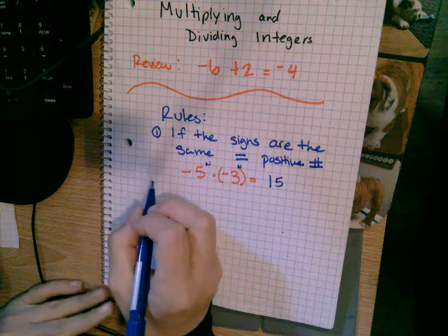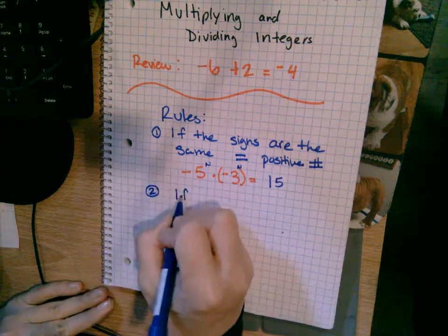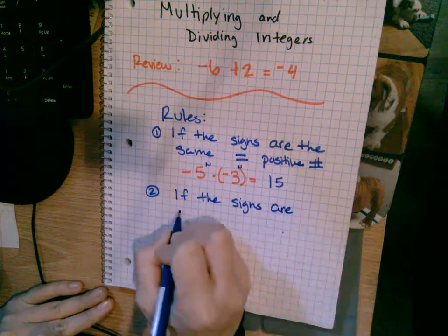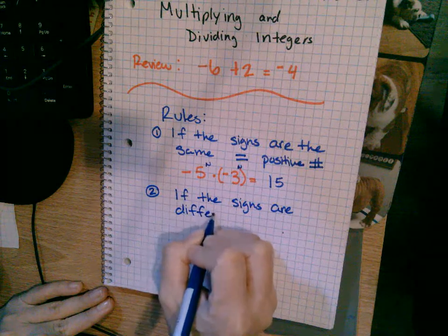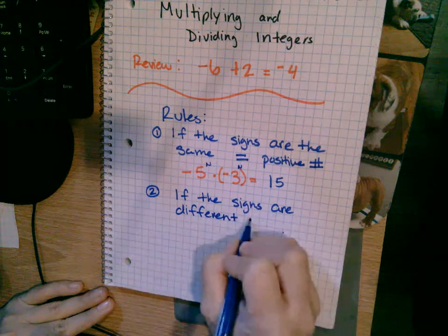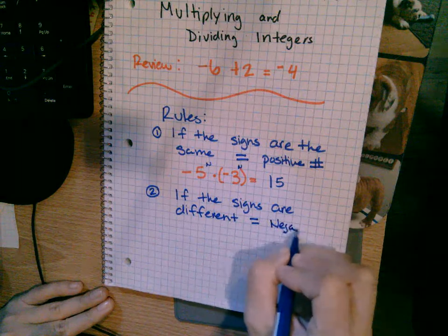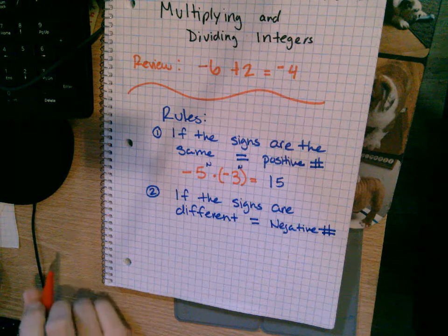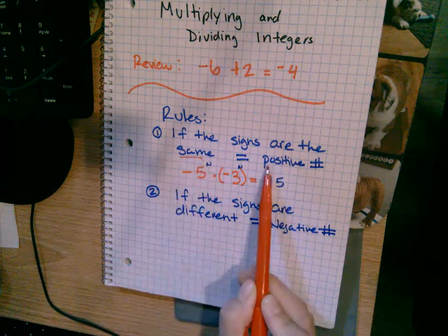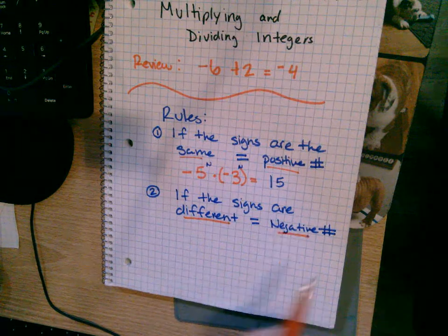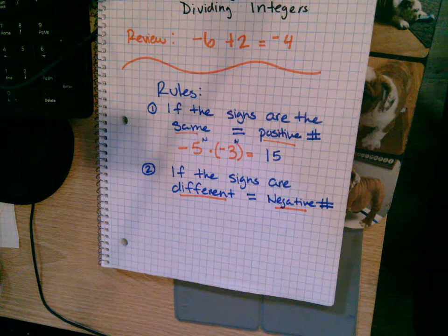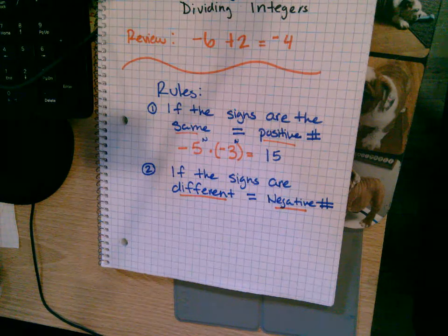Number 2, if the signs are different, then it equals a negative number. If the signs are different, it equals a negative. So if the signs are the same, it equals a positive. If they're different, it equals a negative. Now for these rules for multiplication and division, it doesn't matter what you have more of, what you have less of, it's just your signs.